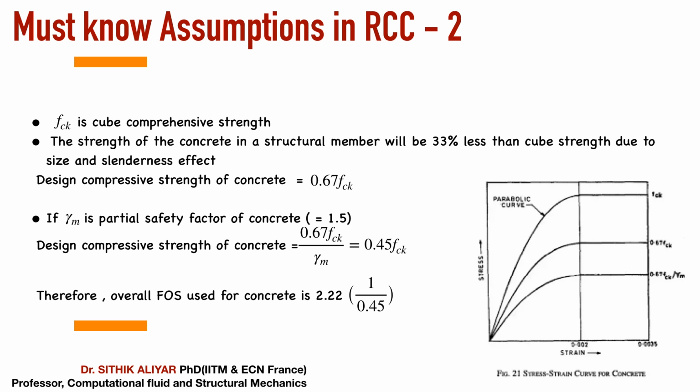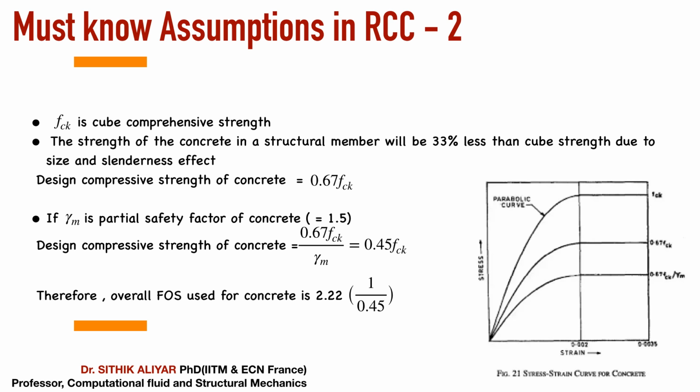At the end of this slide, I hope it is clear what FCK is, what 0.67 FCK is, how it came, and why we divide by the partial safety factor, and what the two strain values for concrete are: what 0.002 is, what happens after 0.002, and what the maximum strain in the concrete is.